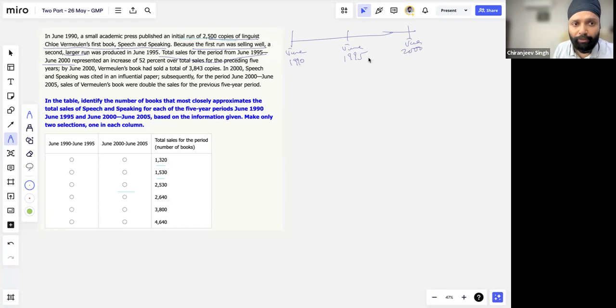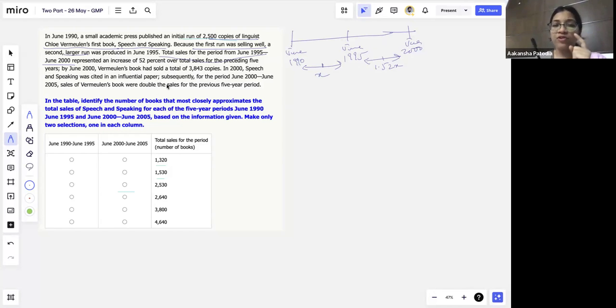So now we are talking about the sales representing an increase of 52% over total sales for the preceding 5 years. So we are comparing these two sales figures. If this was X, this was 1.52X, right? This is different from the number of copies we have produced. This is where I went wrong. I got confused between the number of copies. I was assigning X to the number of copies produced in 1990.